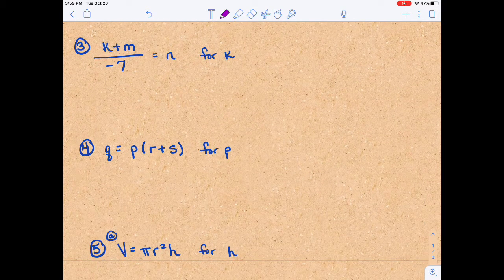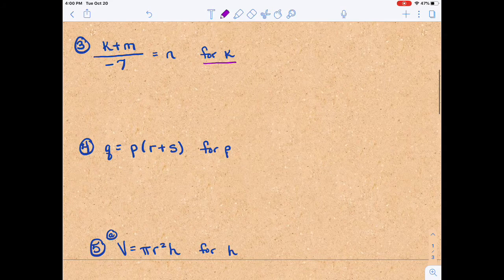Okay, the next one we have k plus m over negative 7 equals n, and we really wanted k. So we're going to have to get rid of everything other than the k. Let's deal with the bottom of the fraction first. We have divided by negative 7, so let's multiply by negative 7.